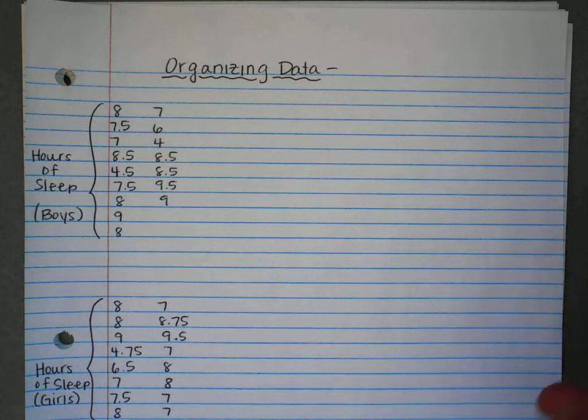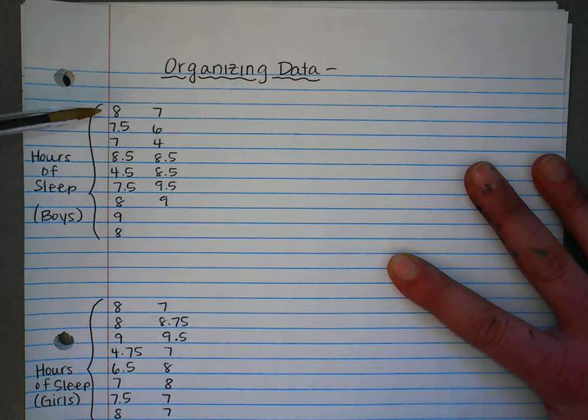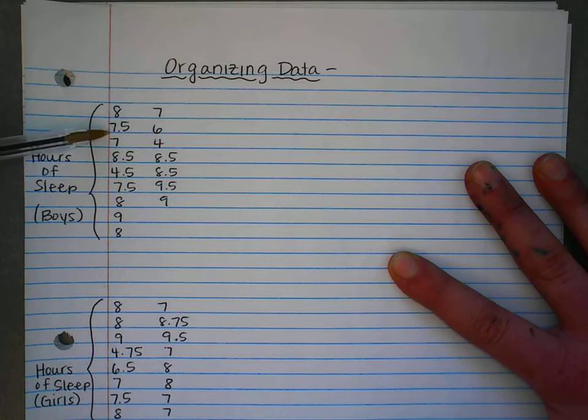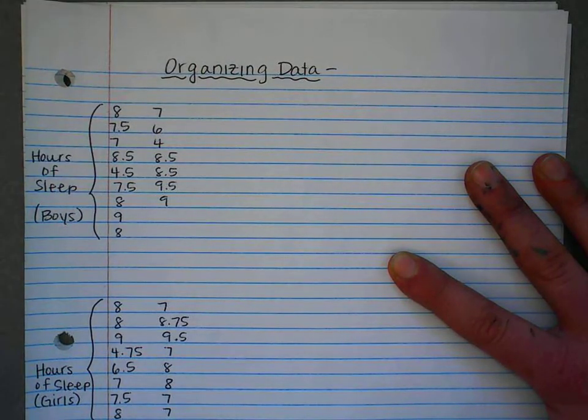So on the left right here, we've got some hours of sleep. And so what I did is, let's just say I asked some students how many hours of sleep they got last night. One student got 8 hours of sleep, one student got 7.5, one student got 7, one student got 8.5, and so on. So instead of having this random little jumble of numbers, we are going to organize it in such a way so that it's easier to look at.